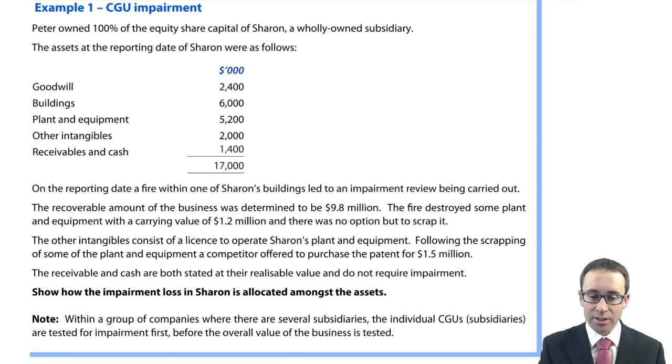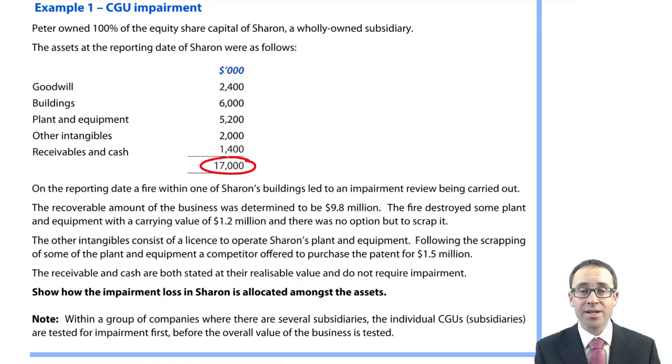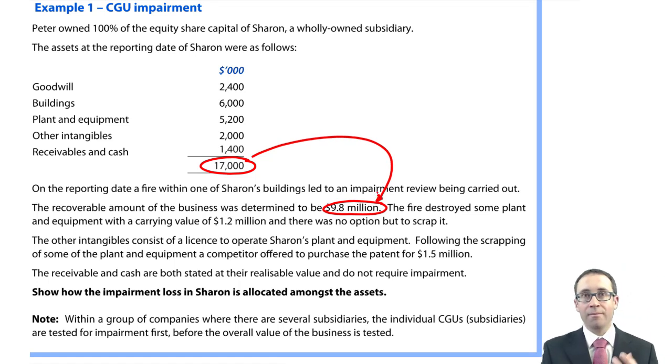Okay. So it says to show how the impairment loss in Sharon is allocated amongst the assets. Peter owned 100% of the equity share capital of Sharon, a wholly owned subsidiary. The assets at the reporting date of Sharon were as follows: goodwill, buildings, plant and equipment, other intangibles, receivables and cash. You can see that they have a value of 17,000, or 17 million, as we're working in thousands. On the reporting date, a fire within one of Sharon's buildings led to an impairment review being carried out, so an internal factor, and the recoverable amount of the business was deemed to be $9.8 million. So we need to impair that down to the $9.8 million, don't we?